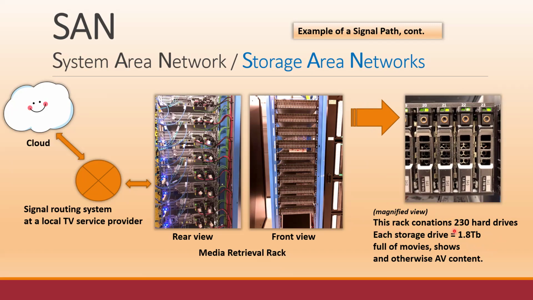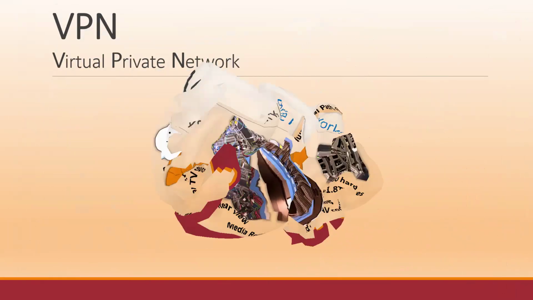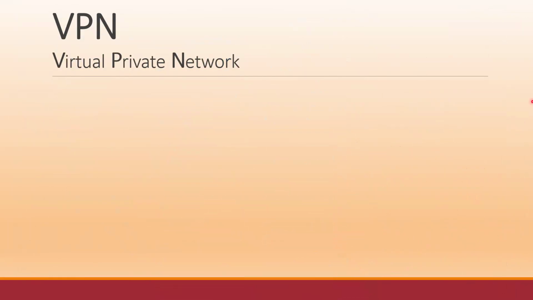So this rack contains 230 hard drives. And this is all hard drives. Here's a hard drive, here's a hard drive, full of movies. Each storage drive would be 1.8 terabytes. So here's 1.8 terabytes, look. So people can order the movie. So that's another example, on the consumer level, of the usage of SAN or storage area network. Right? Then comes the virtual private network, VPN.